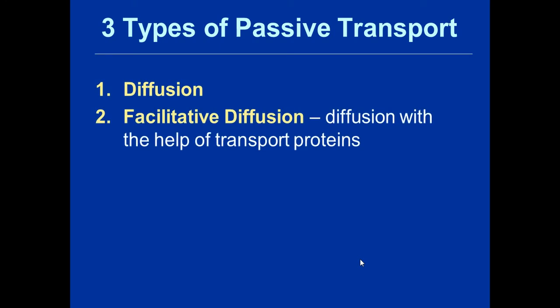There are three kinds of passive transport: diffusion, facilitated diffusion, which is diffusion with the help of transport proteins, those carrier proteins we saw earlier this week, and osmosis, which is the diffusion of water.